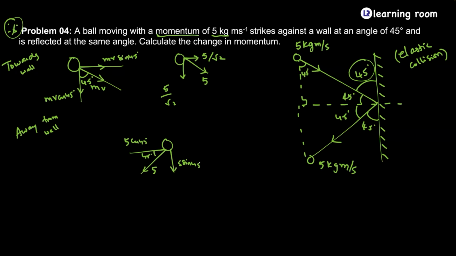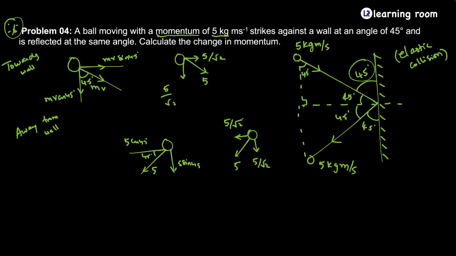So how much will be the answer in the leftward direction? It will be 5 by root 2 here, and here it will be 5 by root 2. And how much is the answer here going to be? It will be 5 itself. Is the point clear? The same values are appearing, but the only difference is direction.